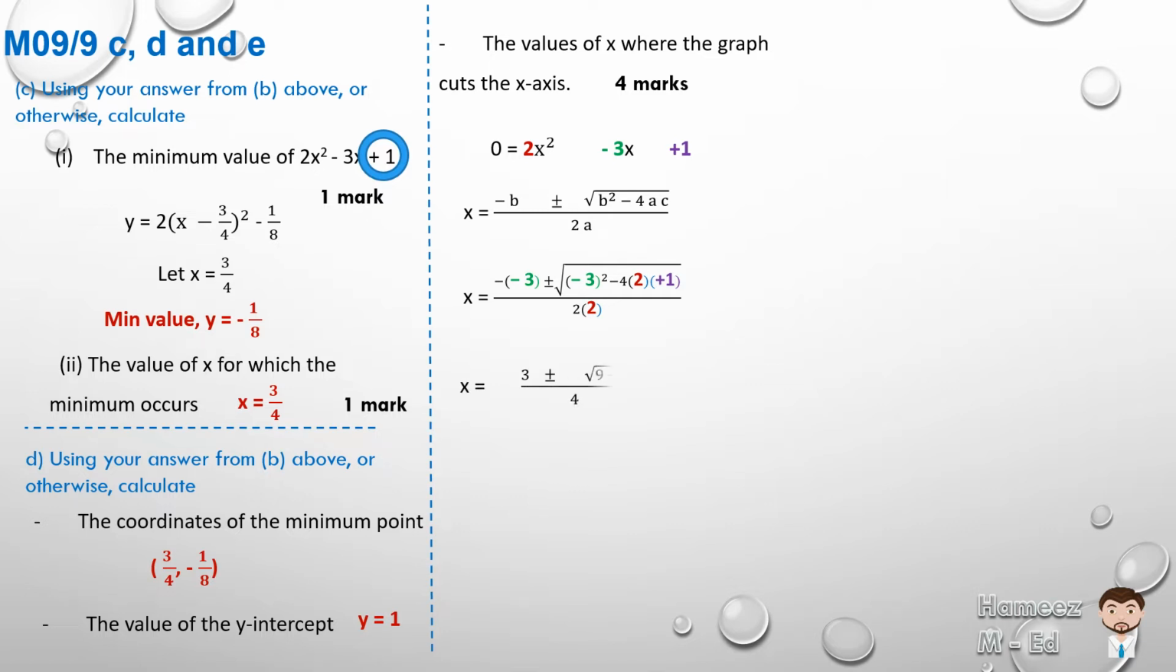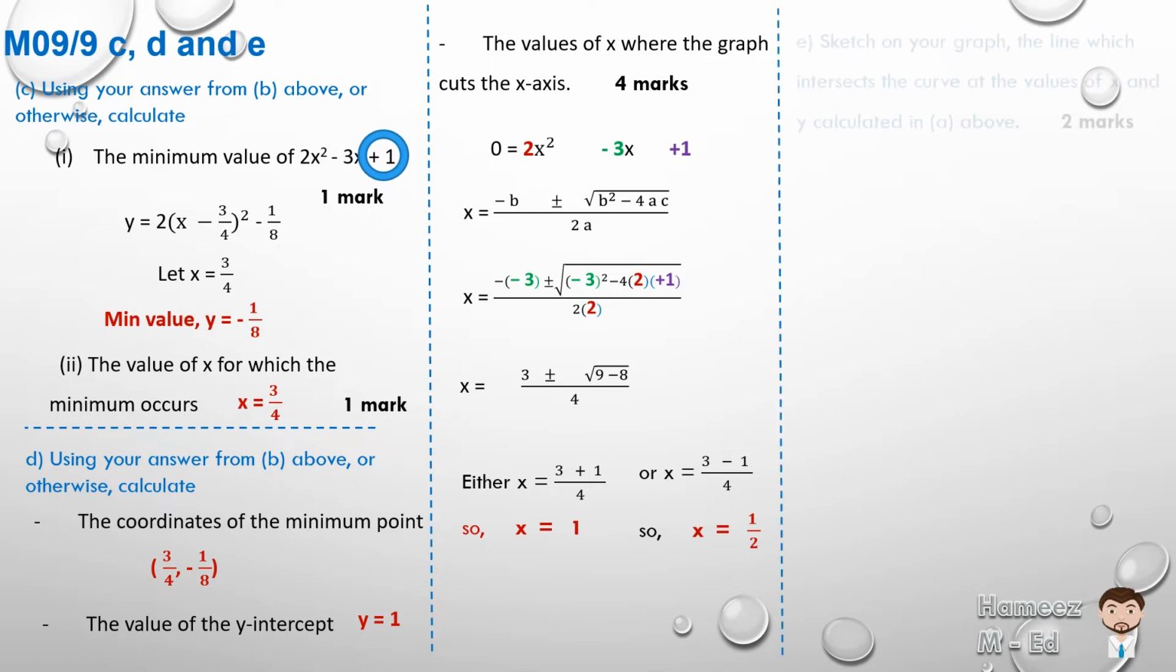So minus minus 3 works out to be 3 plus or minus the square root of 9 minus 8, which is 1. So the square root of 1 is 1, all over 4. So either x is equal to 3 plus 1 over 4. So x is equal to 1, because 3 plus 1 is 4, 4 into 4 is 1. Or x is equal to 3 minus 1 over 4. 3 minus 1 is 2 over 4. So x is equal to a half.